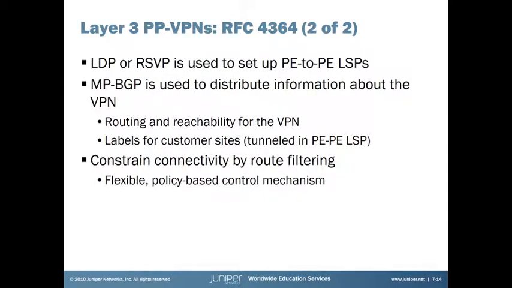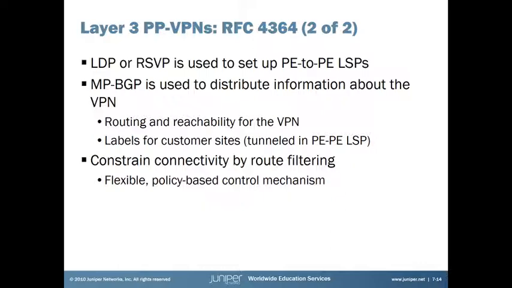So layer 3, provider provisioned VPNs. We're going to be using either LDP or RSVP to set up the PE to PE label switch paths. So that's across the provider's network. So the MPLS label switch paths are going across the provider's network. They're not going into the customer's network. These paths are going across the provider's core network.